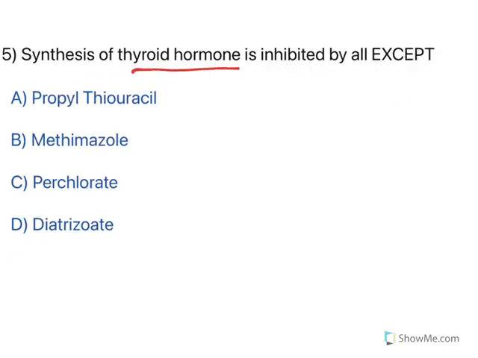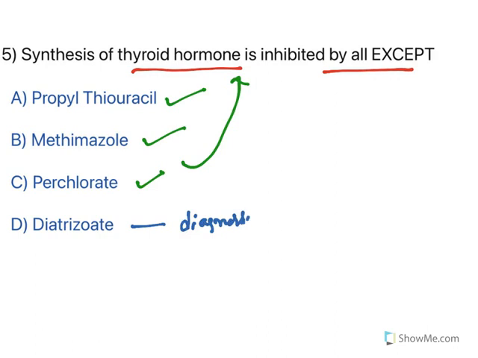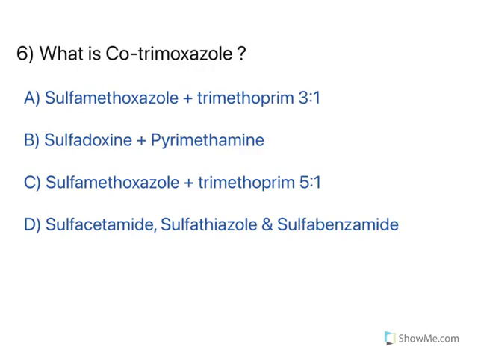Now, synthesis of thyroid hormones is inhibited by all except, see, propylthiouracil, methimazole, perchlorate, all of them can be used to inhibit thyroid hormone synthesis. Now this ditrazate is a diagnostic agent. It is an opaque agent which is used to diagnose images of veins and certain tissues. So this is used diagnostically. It is not used to inhibit thyroid hormone. So option D is the right answer. Moving to the next one.